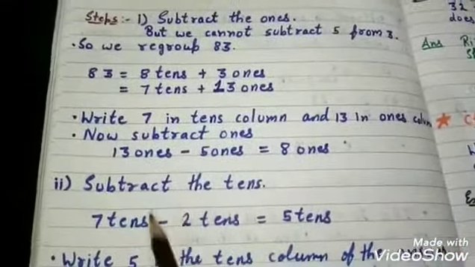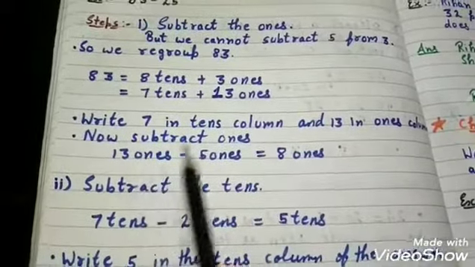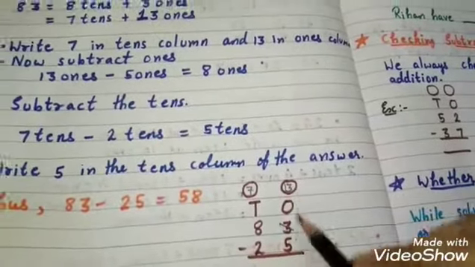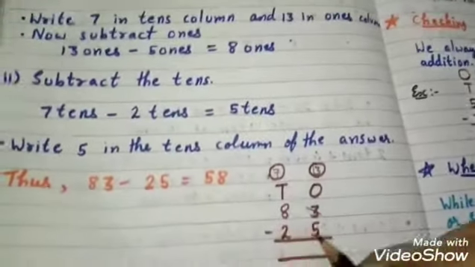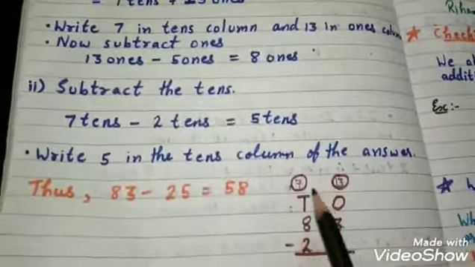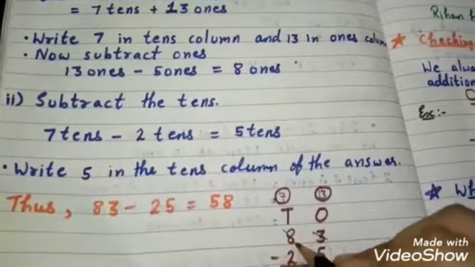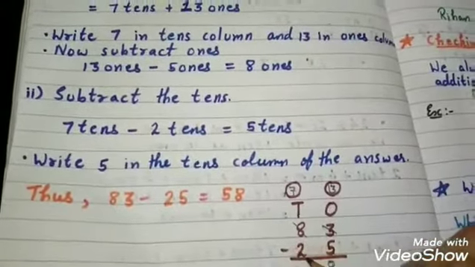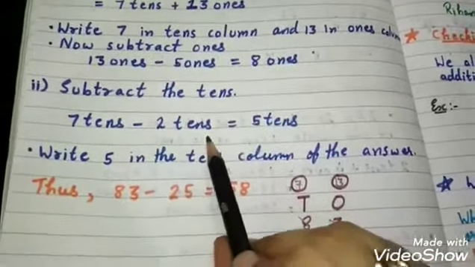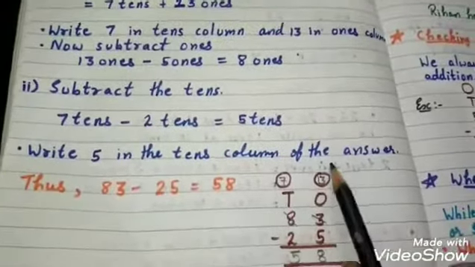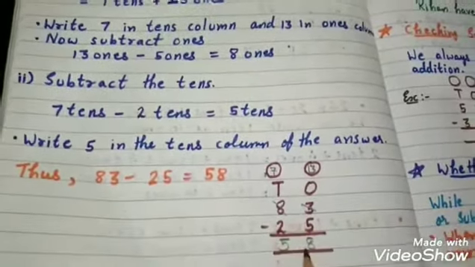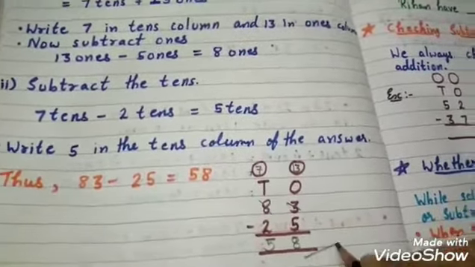Next, subtract. Now subtract ones. 13 minus 5. Now we can subtract this 13 minus 5. 13 minus 5 is 8. Now subtract the tens. So 8 has become 7. So 7 minus 2, 7 minus 2 is 5. So 7 tens minus 2 tens is 5 tens. Write 5 in tens column as an answer. So thus 83 minus 25 will become 58. So our answer is 58.